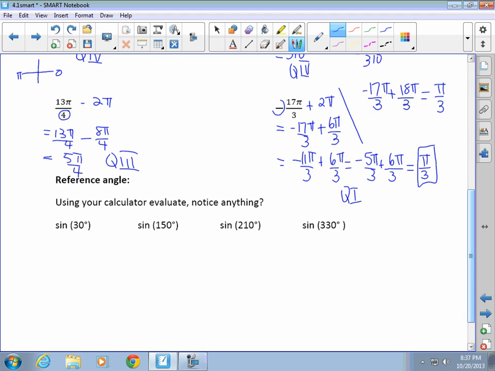Okay, reference angle, this was in the beginning there, but the reference angle is the angle between the terminal arm and the x-axis. So that was in that chart there. So it didn't have to be the positive x-axis, just an x-axis.